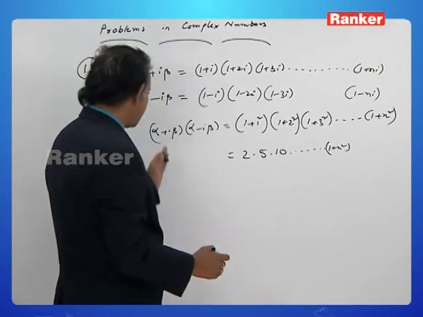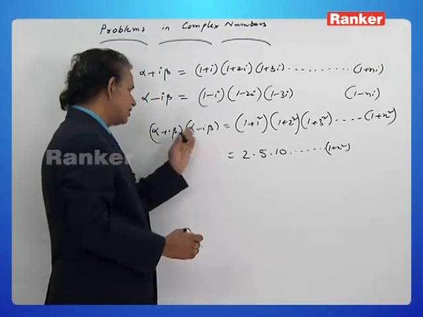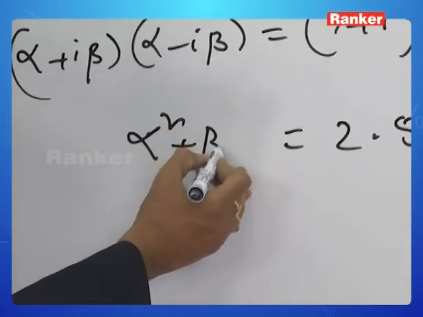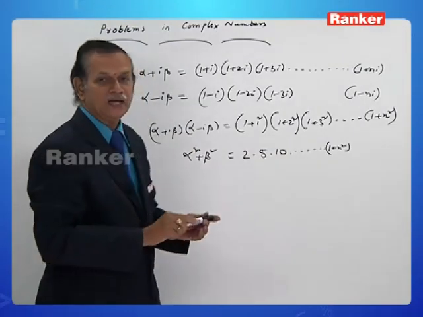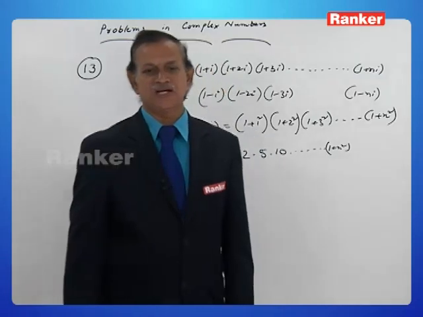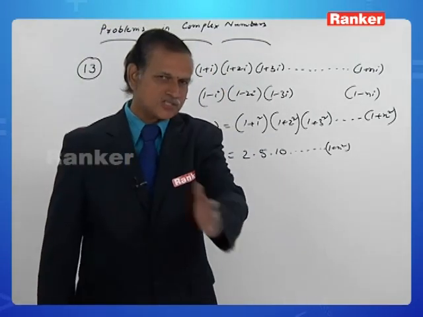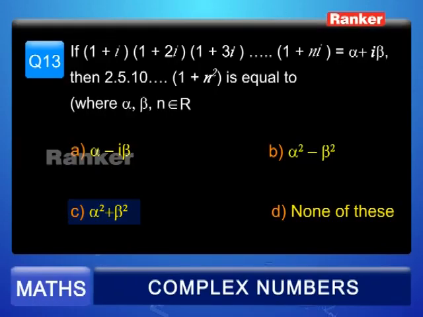Now let us look at the fate of LHS. What is alpha plus i beta into alpha minus i beta? It is of course alpha square plus beta square. And what is the answer present? Alpha square plus beta square. It is available in option C. Therefore, option C is the right option, and the right answer is alpha square plus beta square. That's all the question. One of the simplest questions.